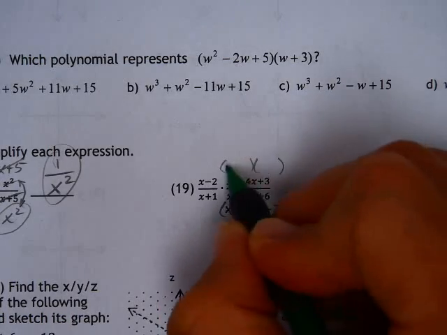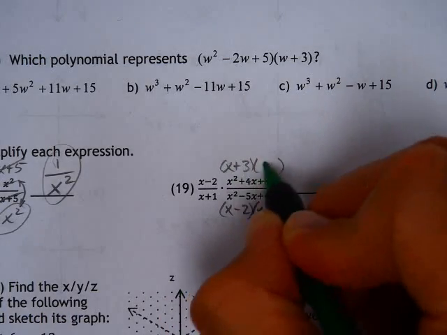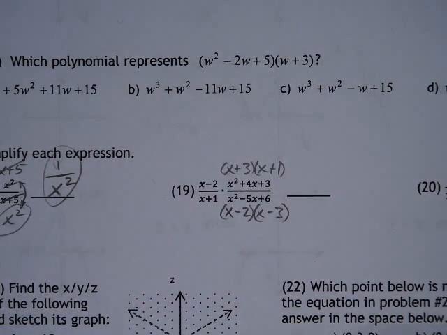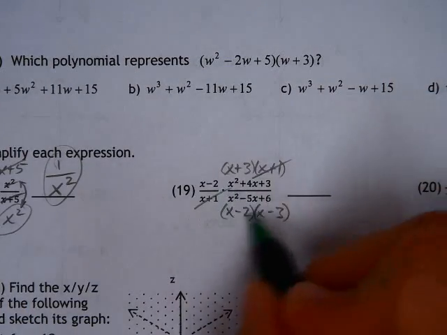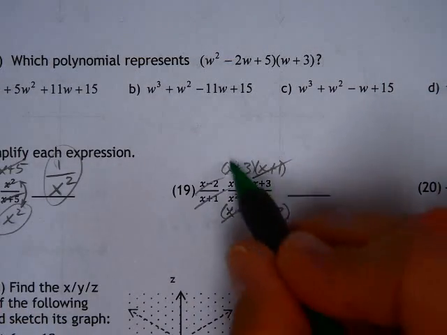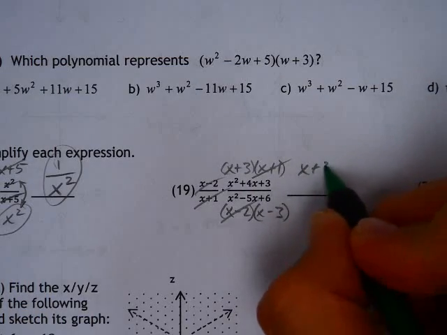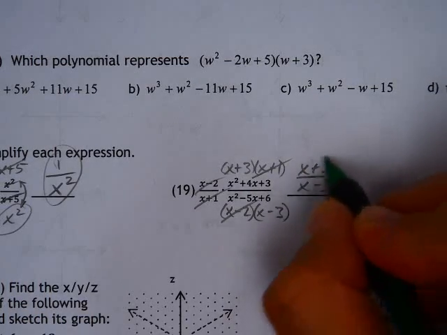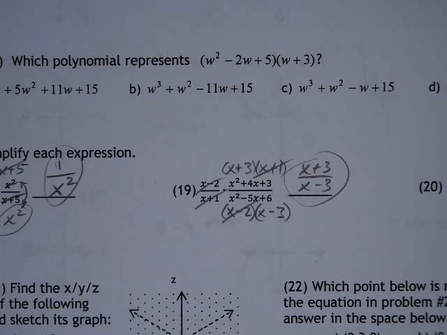This one factors x plus 3 and x plus 1. Plus 1s are gone, the minus 2s are gone. These cannot reduce. X plus 3 and x minus 3 is the final answer.